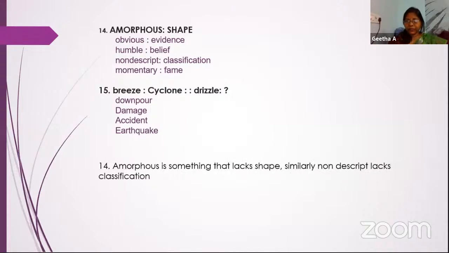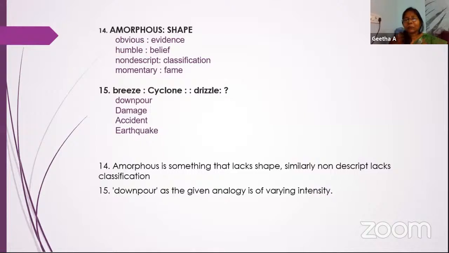So the first one, amorphous is something that lacks shape, it doesn't have any shape. The same way, nondescript is something that lacks class. It's no classification at all. So that is the relationship it has. Amorphous, shapeless. The same way, nondescript, without any classification.